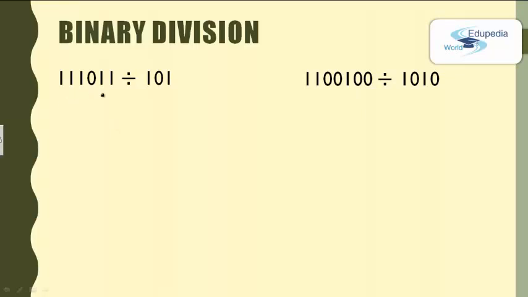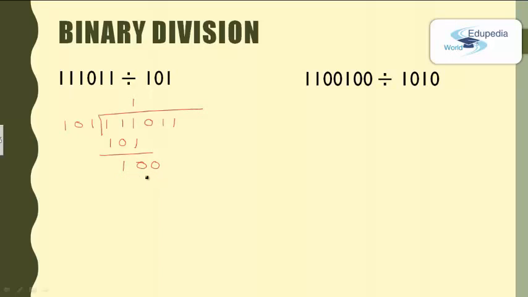1110110 divided by 101. First of all, we write it down like this. Now, like in the decimal division, we put 1 in here, and 1 multiplied by 101 is 101, and we are going to subtract this number and this number. 1 subtract by 1 is 0, 1 subtracted by 0 is 1. Now we are going to bring this bit down into here, and it is 100.